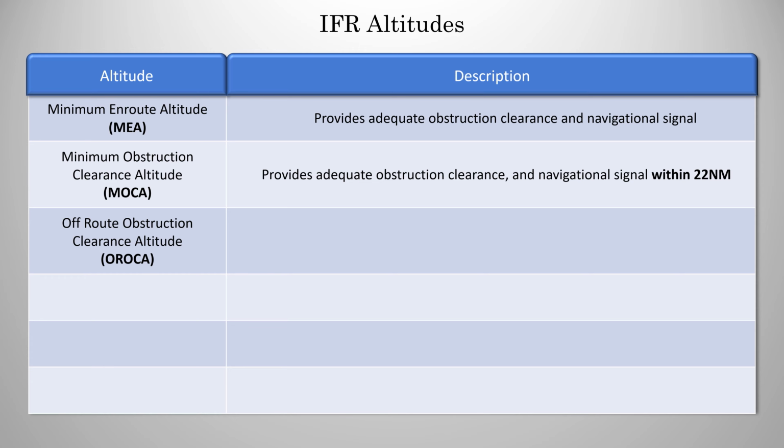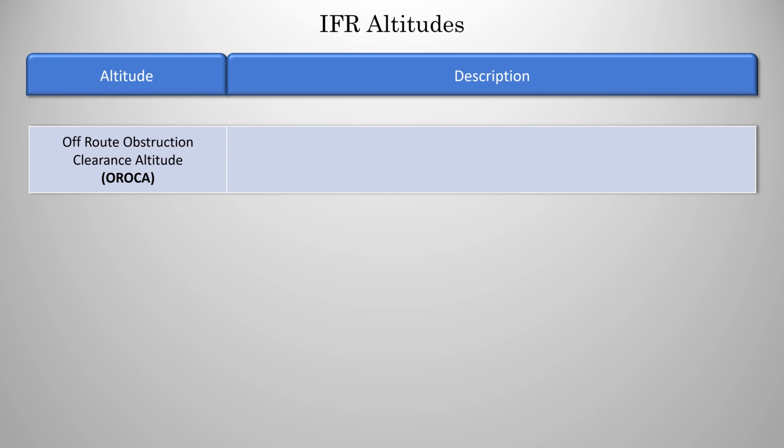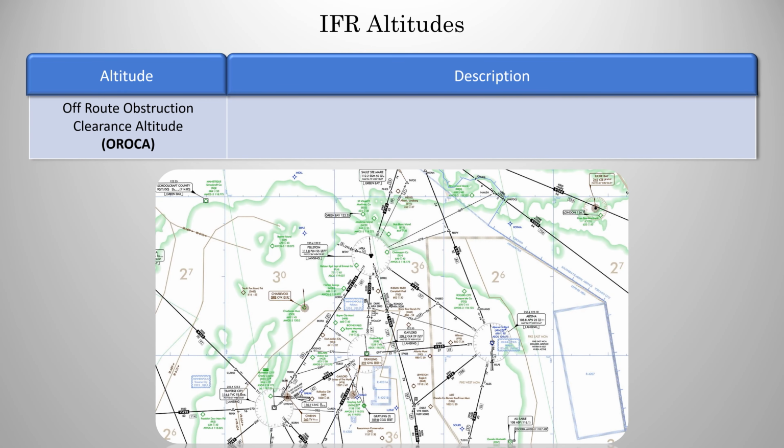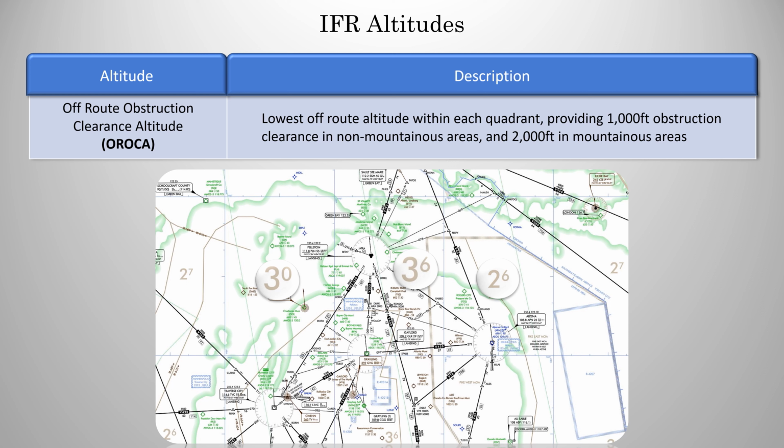The third one is off-route obstruction clearance altitude, or ROCA. They're depicted by the brown free-floating numbers and display the lowest off-route altitude within each quadrant. They provide 1,000 feet obstruction clearance in non-mountainous areas and 2,000 feet in mountainous areas. Basically, it's the lowest altitude you can fly in a quadrant and not hit anything.